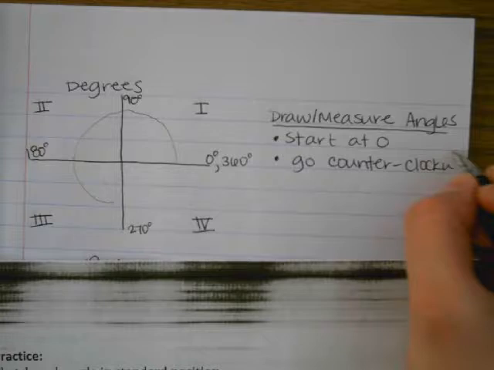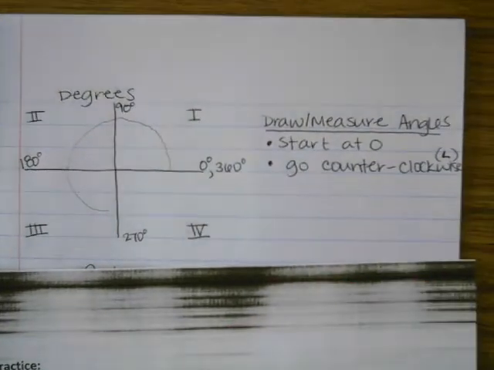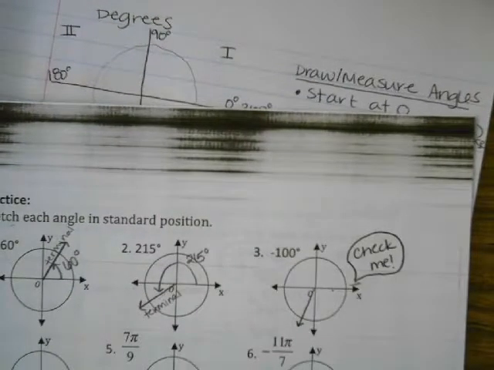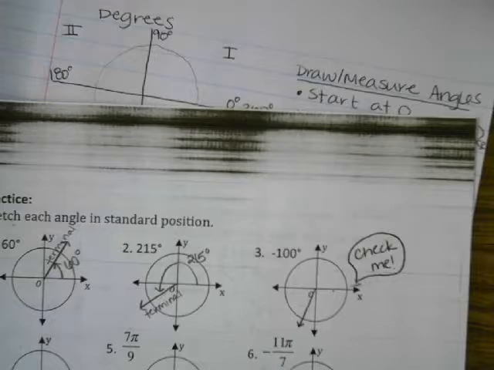Which is left. If it throws you off to think of counterclockwise versus clockwise, that really means to the left. All right. Now, does number 3 seem like it should follow that same instruction? No, because if we did that, then we'd be drawing positive 100 degrees, right? So what's the exception to this rule? Negative. Yeah, if the angle is negative, we go backwards.